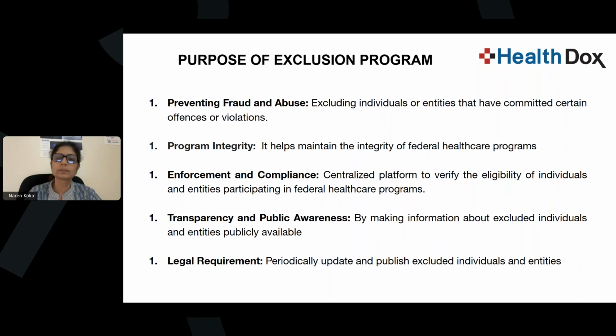So let me directly get into the main purpose of the exclusion program's existence. As you all are aware, this program is designed to keep people out of the federal healthcare programs if they have committed fraud or any serious violation. Thus it stops the bad actors from billing Medicare or Medicaid programs again.